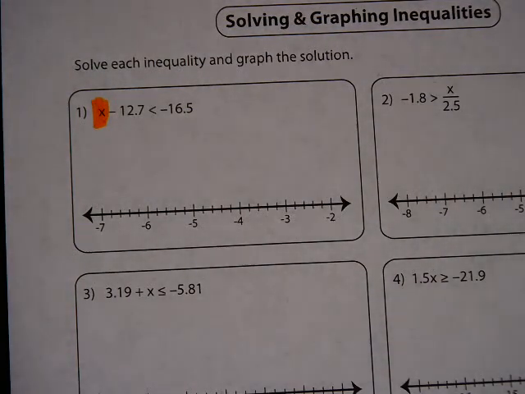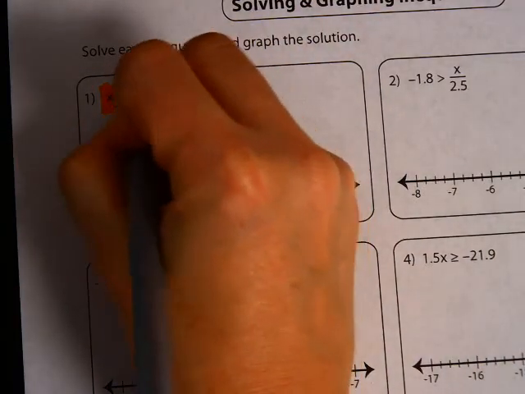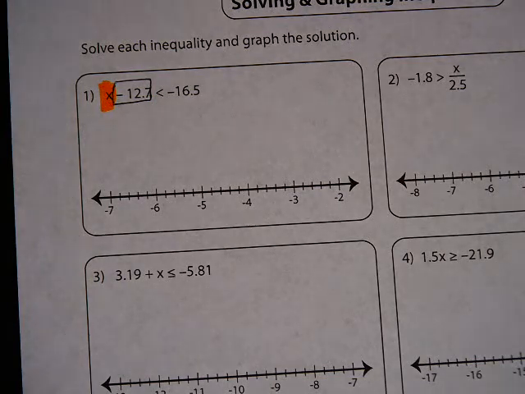we want it by itself. We don't want anything with it. So what are the things that are with it? Right now, it is connected with a subtract 12.7. Well, I don't want 12.7. I want to add. I want to get rid of it.